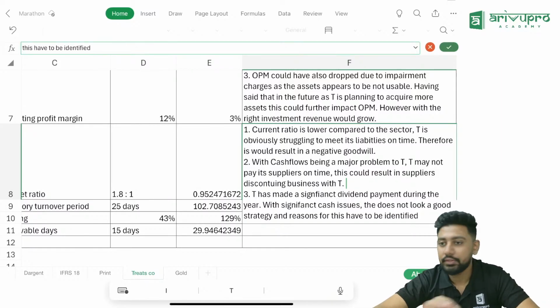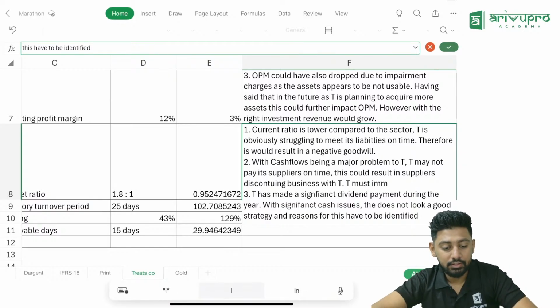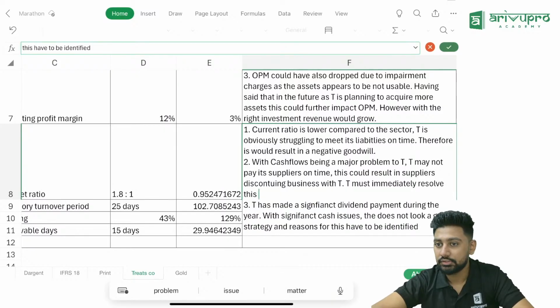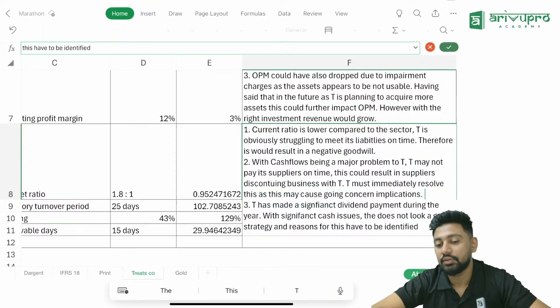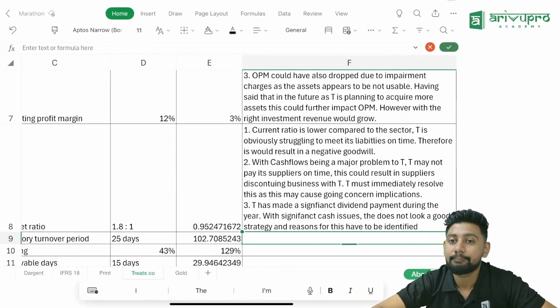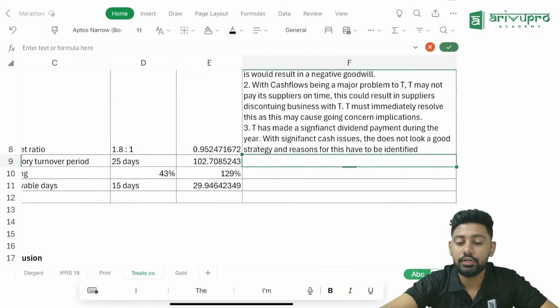Overall, what has to happen? This has to be immediately resolved. T must immediately resolve this, as this may cause going concern implications. Are we clear? You may not be able to continue.